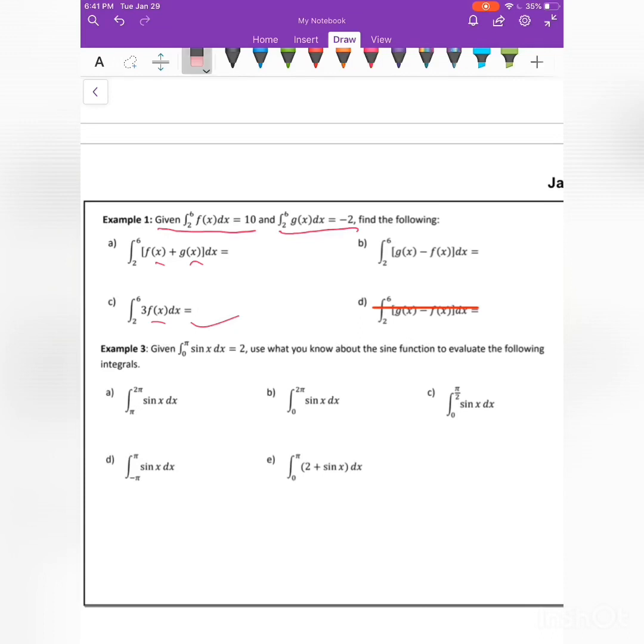So, for the first one, you've got f of x and g of x with a sum. Remember, you can separate that into 2. The integral of f of x from 2 to 6 is 10. The integral of g of x from 2 to 6 is -2. So that would be 8. Same thing with the subtraction, just another way of doing that. Remember, 3 can come out as a coefficient. So really, it's just 3 times the integral of f of x from 2 to 6, which is 10. And yeah, that looks good.